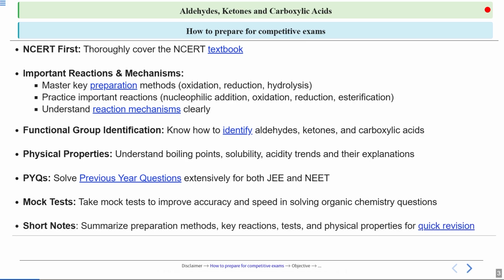You should also write short notes. These short notes are very helpful in summarizing preparation methods, key reactions, tests and physical properties for quick revision. These notes will be your quick reference guide that will help you in last-minute revision before the exam.